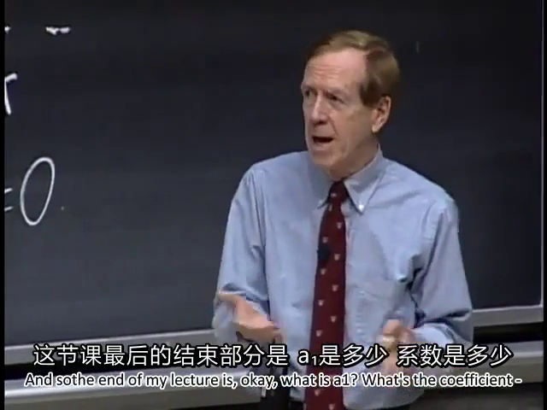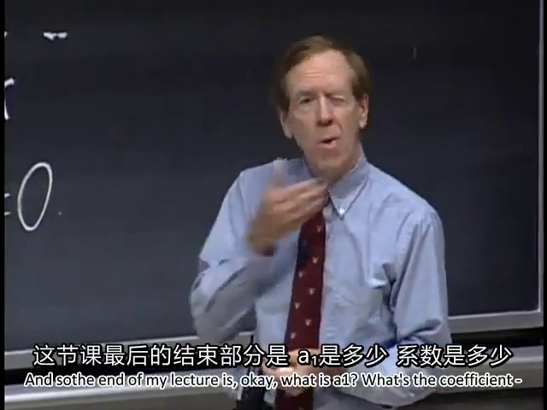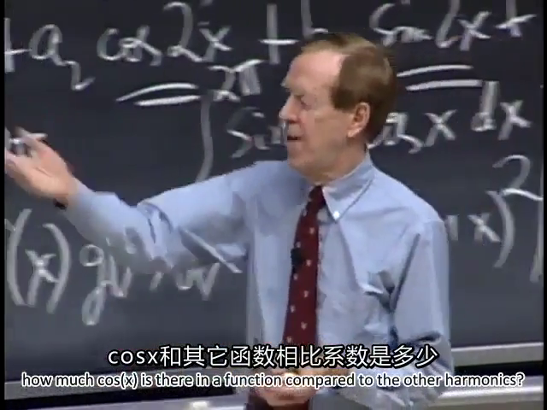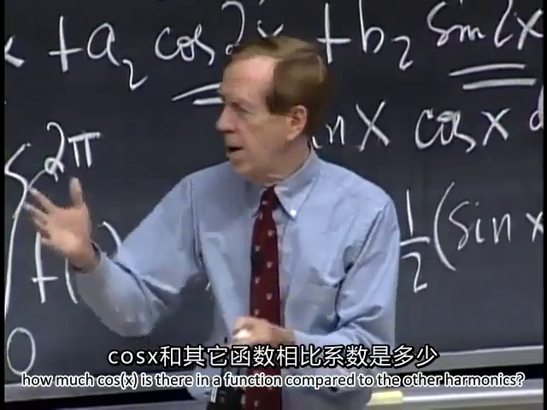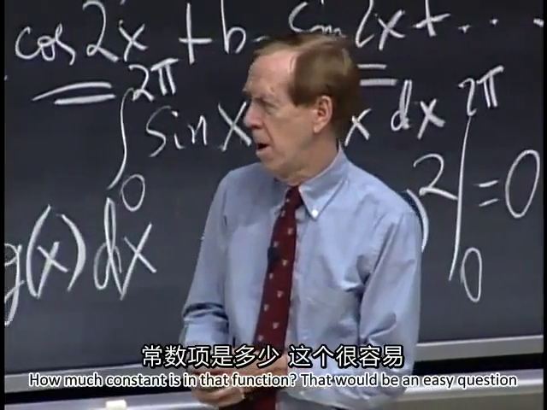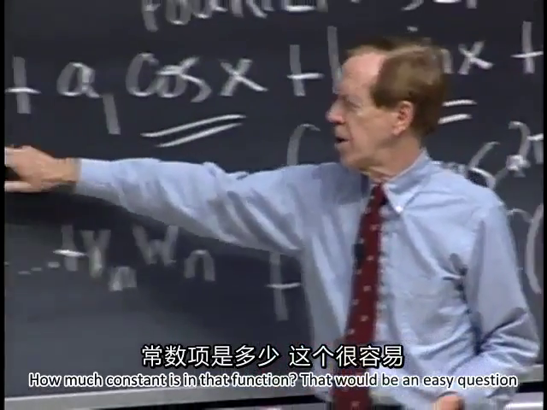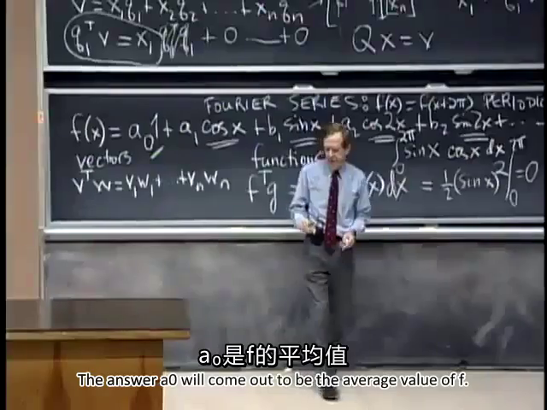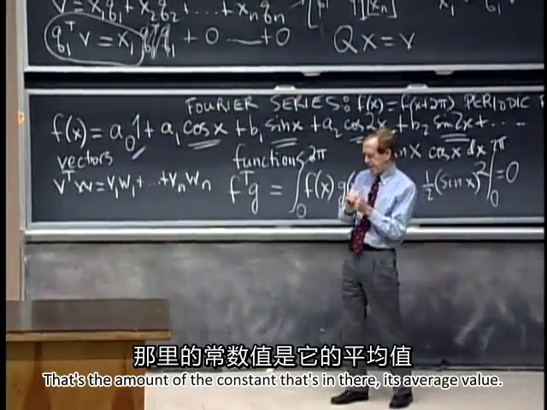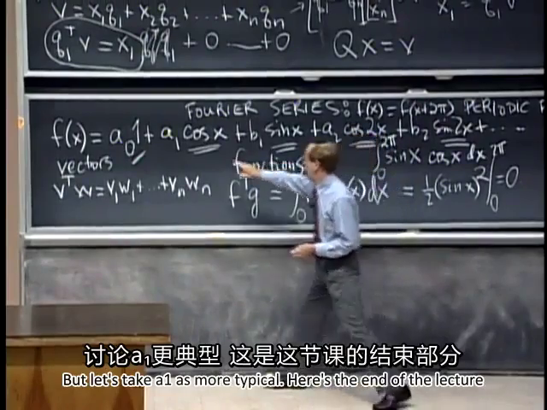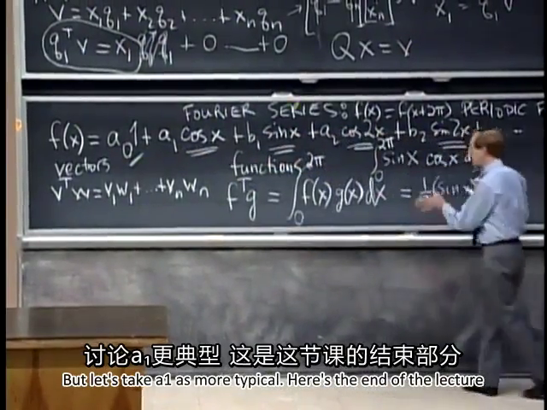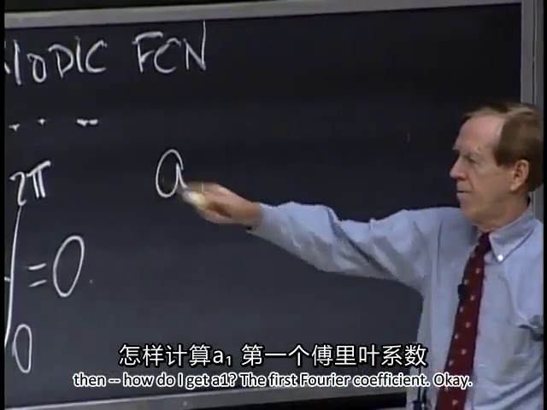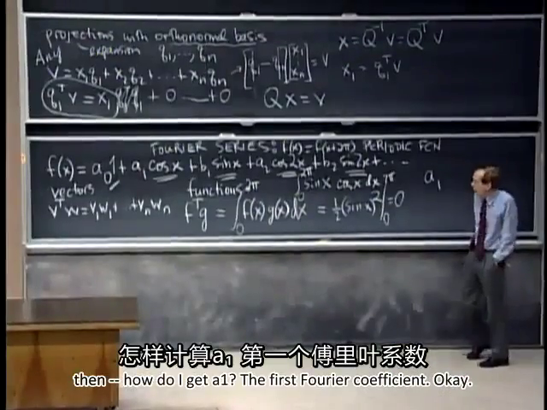And so the end of my lecture is, OK, what is A1? What's the coefficient? How much cosine x is there in a function compared to the other harmonics? How much constant is in that function? That would be an easy question. The answer, A0, will come out to be the average value of f. That's the amount of the constant that's in there, its average value. But let's take A1 as more typical. How do I get A1, the first Fourier coefficient?